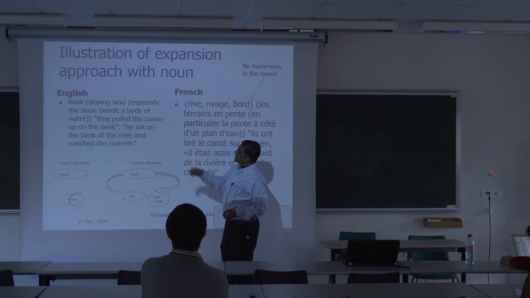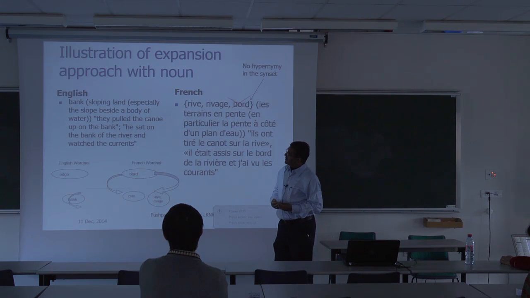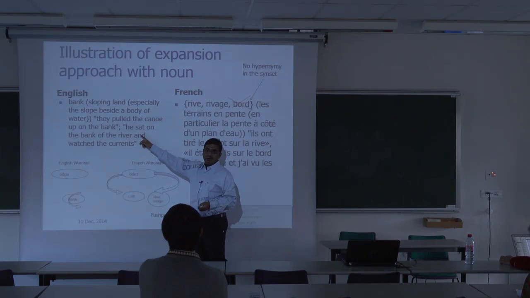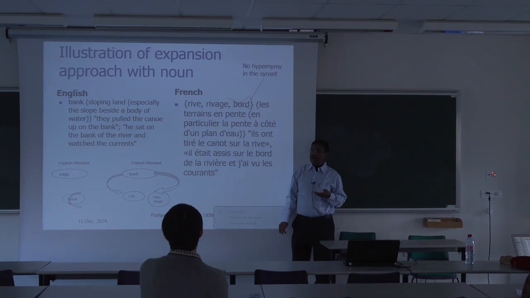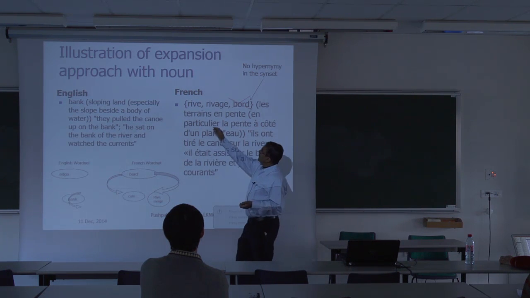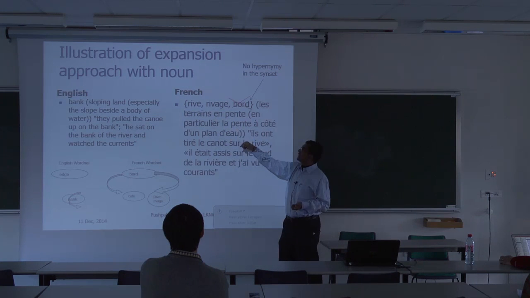So, the English synset here is bank, which is a sloping land, especially the slope beside a body of water. They pulled the canoe up on the bank. He sat on the bank of the river and watched the currents. This is the meaning of bank here. It is not financial bank. The corresponding French synset, which I saw from the French Wordnet under European Wordnet, is rive and rivage.